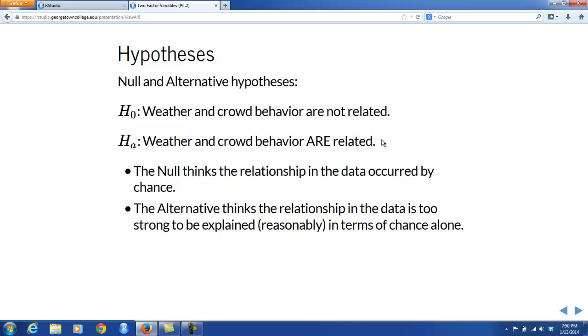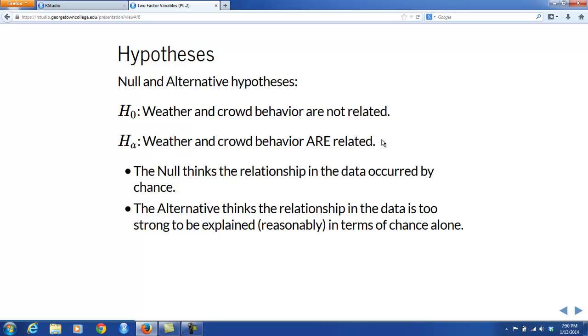It is not the claim that weather is the only thing that accounts for crowd behavior, but just that there is some relationship, however slight, between weather and crowd behavior that's a real relationship out there in the structure of the world.